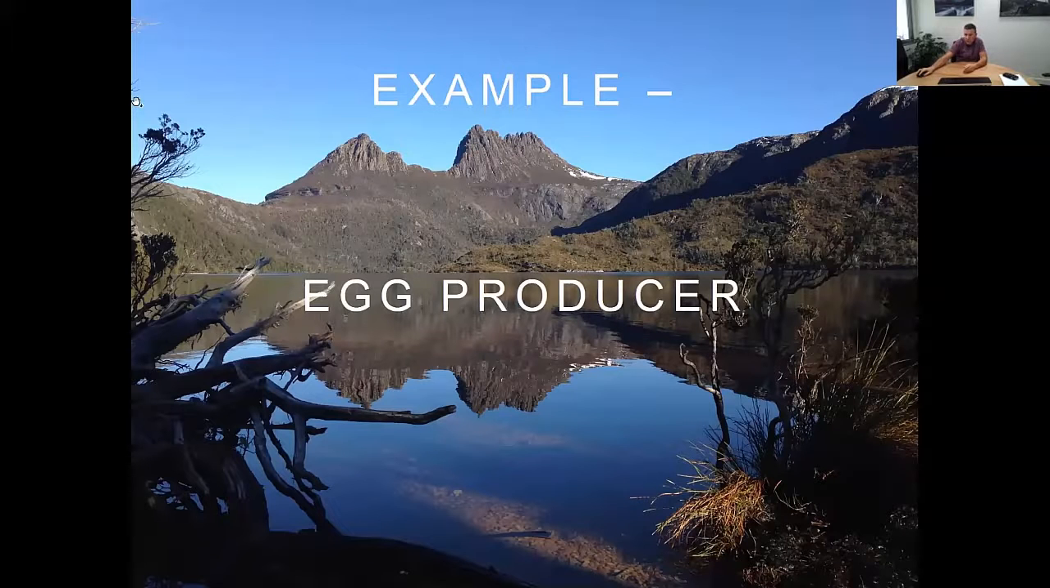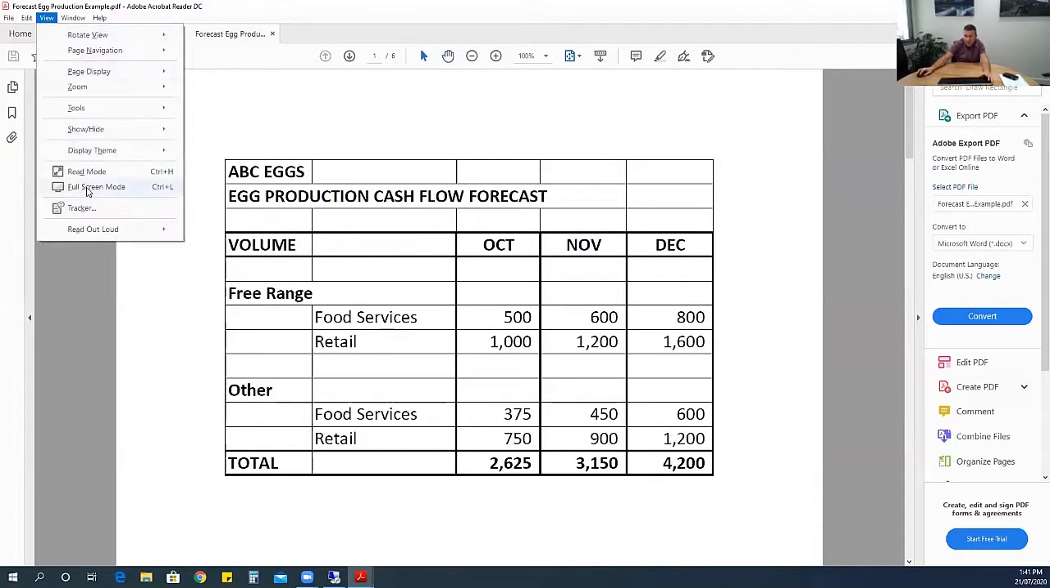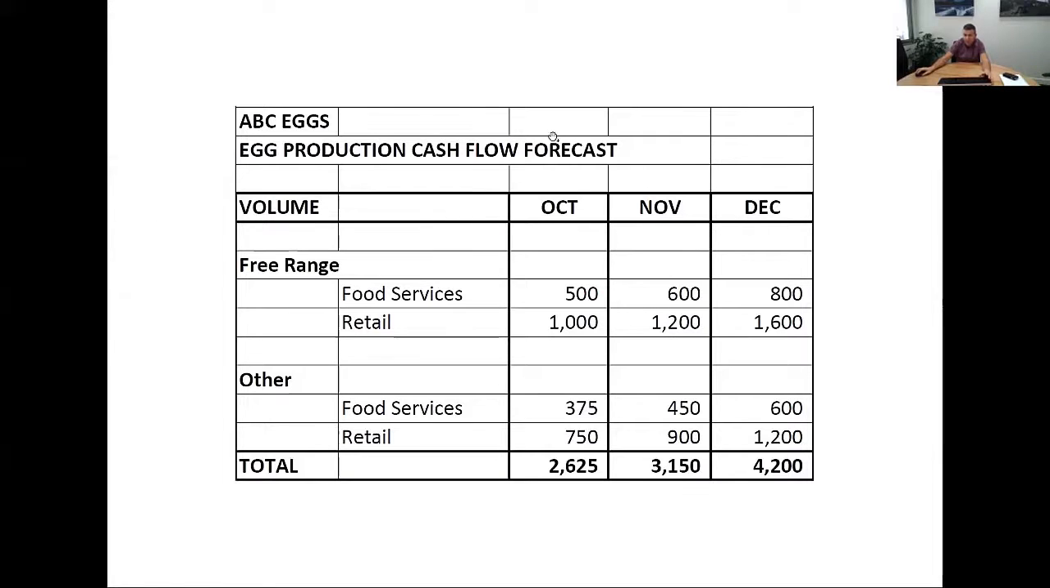So I'll just come up with an example. So I'm just doing egg production. So just a chicken farmer producing eggs to the retail market. So you look at this. This is looking purely at volume. This is like a sales budget to start with.